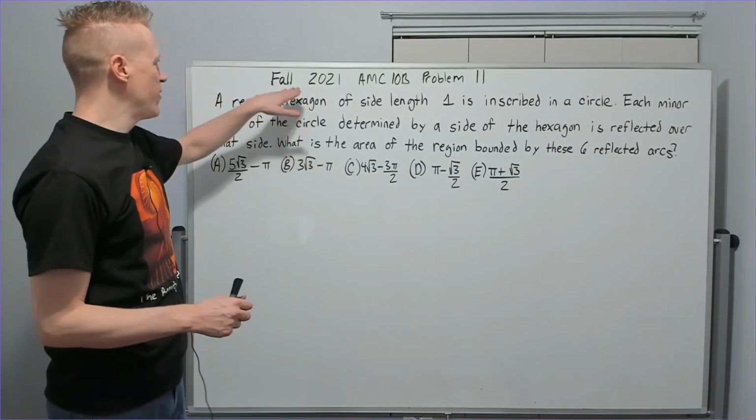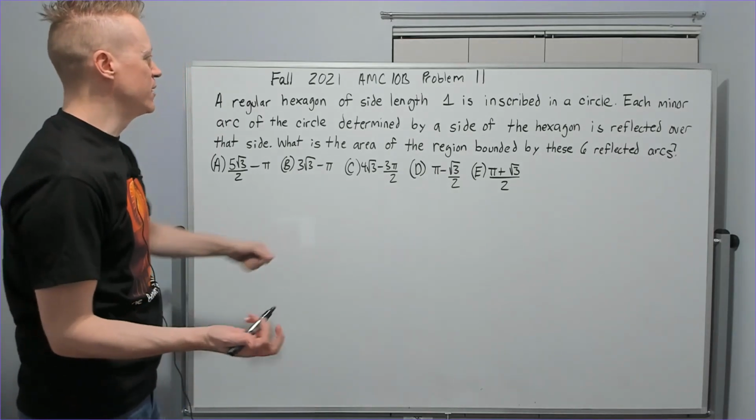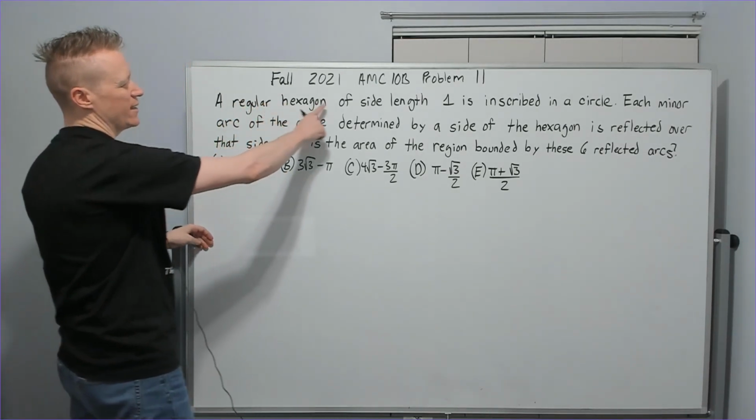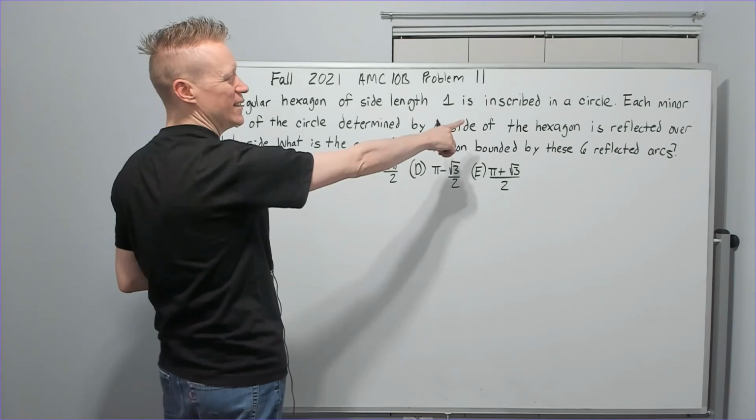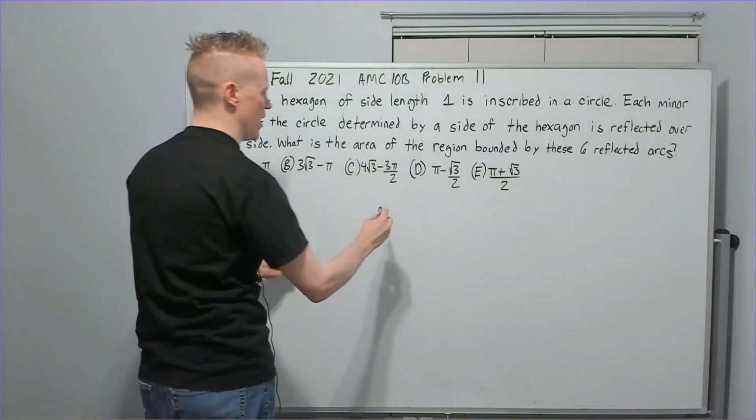All right, now we have the fall 2021 AMC 10B, problem number 11. A regular hexagon of side length 1 is inscribed in a circle. Okay, let's just draw that, I guess.